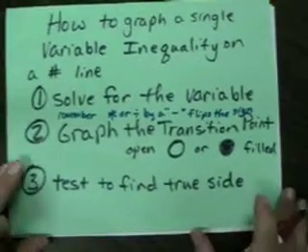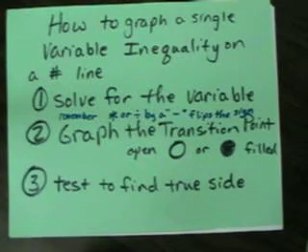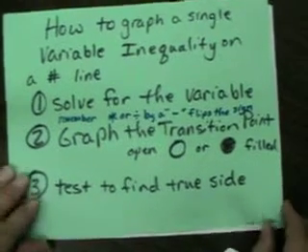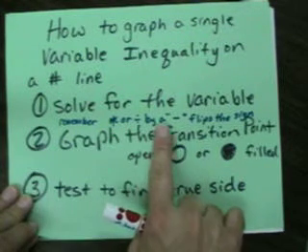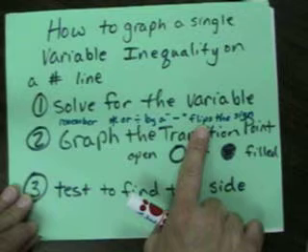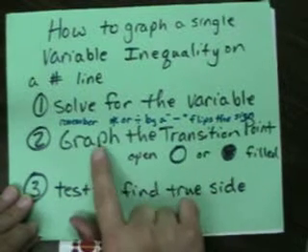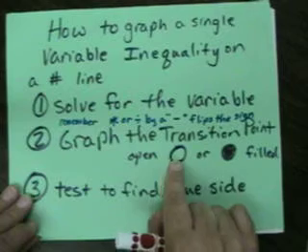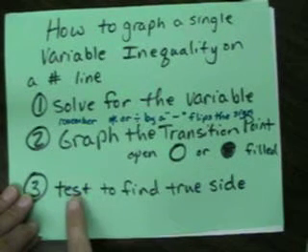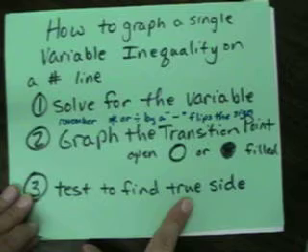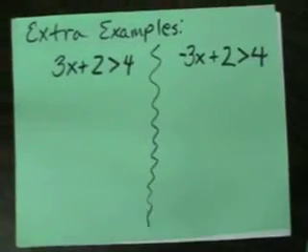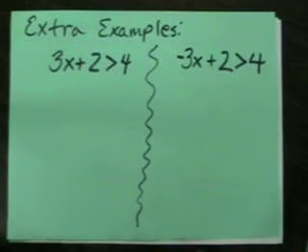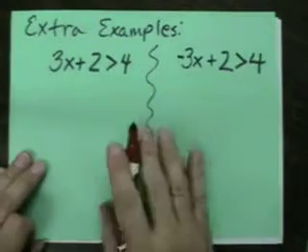Okay, how to graph a single variable inequality on a number line. Just put this here so if you wanted to print it out you could, but basically we solve for the variable. Remember that if you multiply or divide by a negative number, it'll flip or reverse the direction of the sign. Graph the transition point, open and closed, we just talked about that. And then test one of the sides to see if it's true. Okay, so here's some extra examples that aren't in your review guide. I thought I would do them because the review guide has some special cases, but I wanted to just do some kind of general ones.